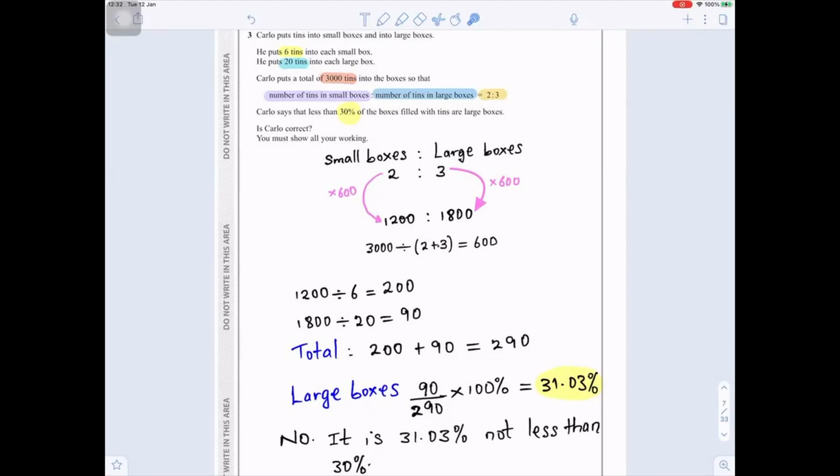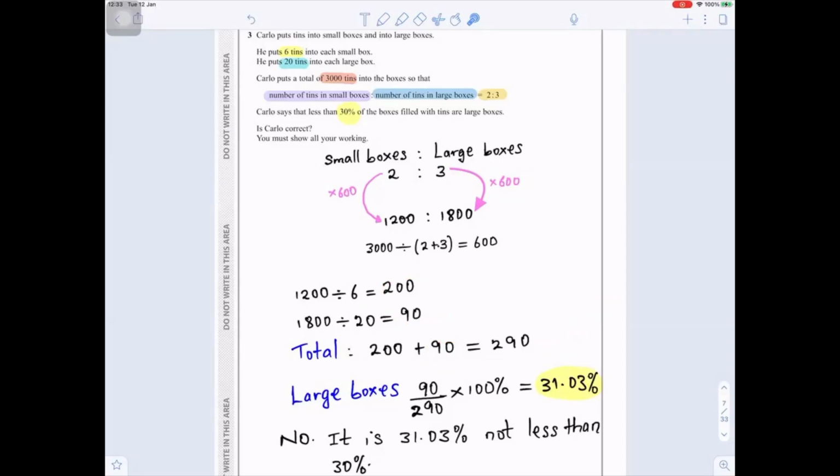And then 1,200 divided by 6 gives you 200. And 1,800 divided by 20 gives you 90. And why do we divide by 6? Because he puts 6 in each small box. And why do we divide by 20? Because he puts 20 in each large box. So the total is 200 plus 90, which gives you 290.